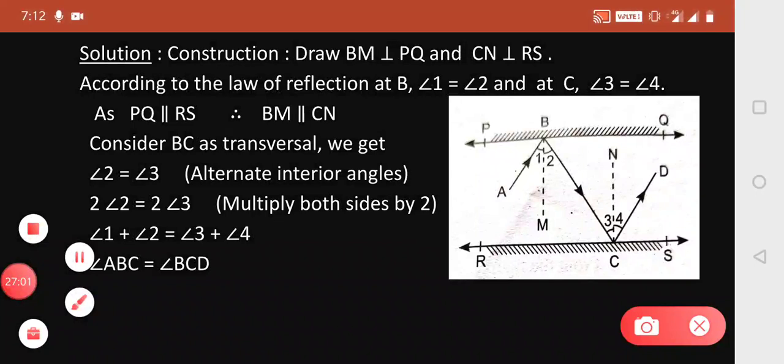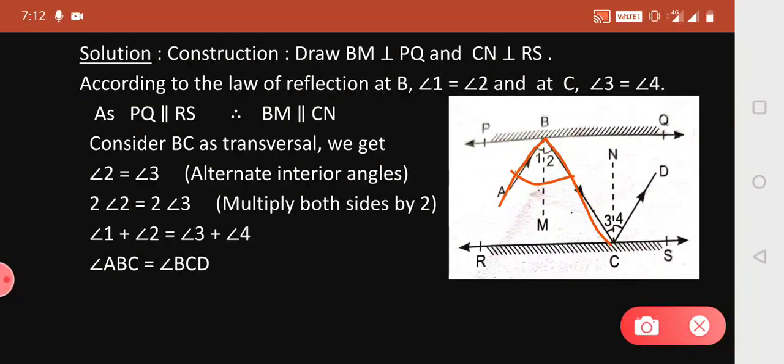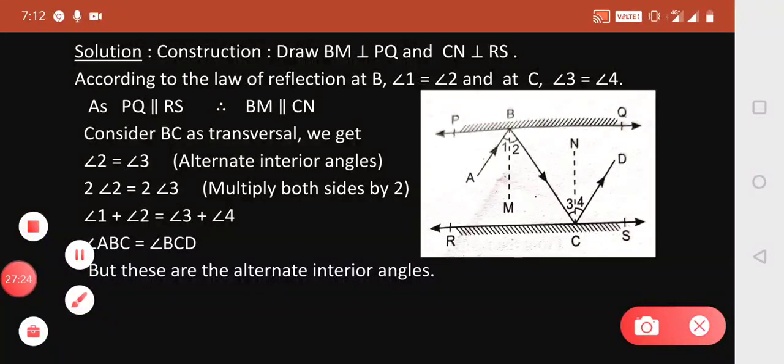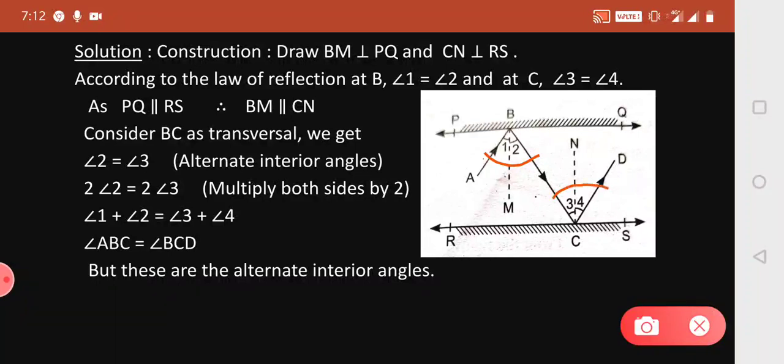Let's see in the figure. This is angle 1 plus angle 2. So we get angle ABC. Similarly, angle 3 plus angle 4, this is this angle. So we get angle BCD. Yes. But these are the alternate interior angles. Again, when we look at the figure, you can see that this whole angle ABC and angle BCD, these two are nothing but alternate interior angles when two lines AB and CD are intersected by a transversal.